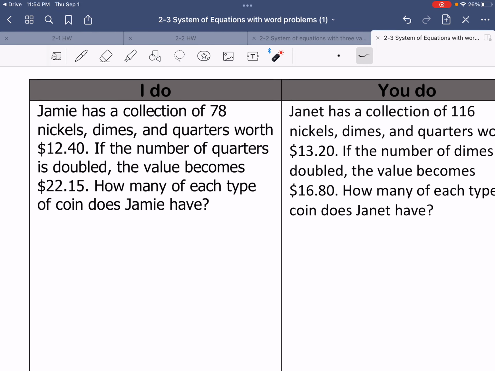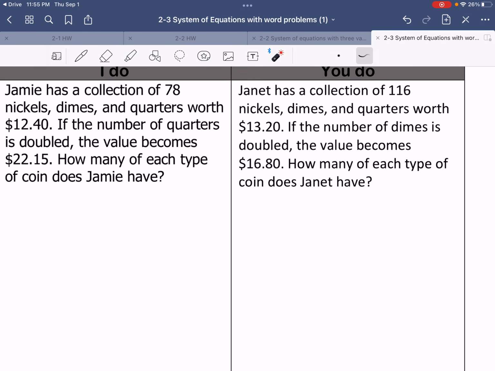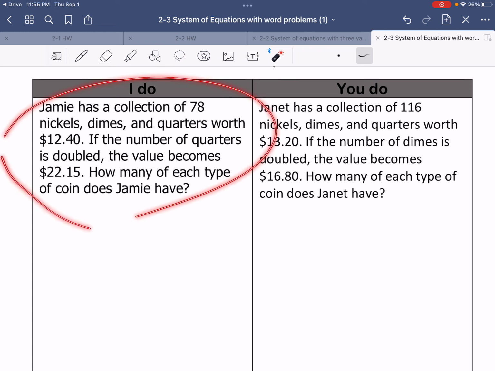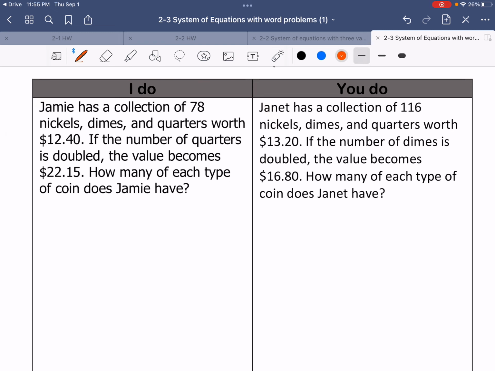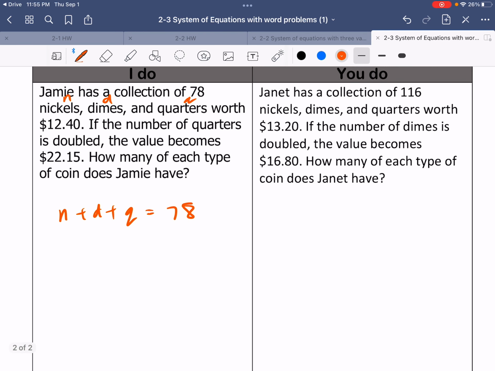Now here, coin question. That will be on your test for sure. So you gotta be careful with this, okay? So Jamie has a collection of 78 nickels, dimes, and quarters. So N, D, Q. So N plus D plus Q. How many? 78. Worth $12.40. So nickel is 5 cents. So you can get this one automatically. 10D plus 0.25Q.